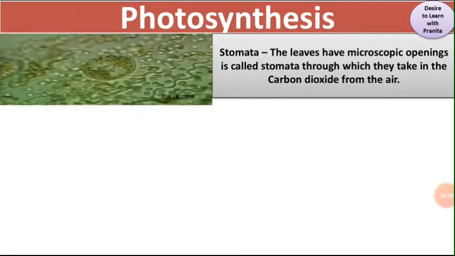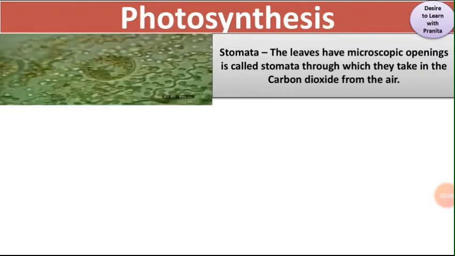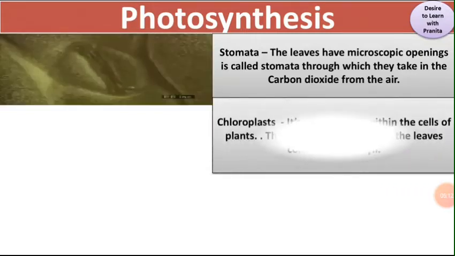Now what is stomata? The leaf has microscopic openings called stomata, through which plants take in carbon dioxide from the air, which we can't see with our naked eyes. That is the stomata, which you can see in this picture.